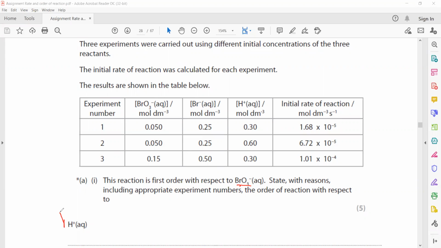First, the order of the reaction with respect to BrO3 minus, they already provide: it is first order. So if this is 3 times, the rate will be multiplied by 3, because as I mentioned, it is first order with respect to BrO3. So 1.68 × 10^-5 multiplied by 3 will be 5.04 × 10^-5.